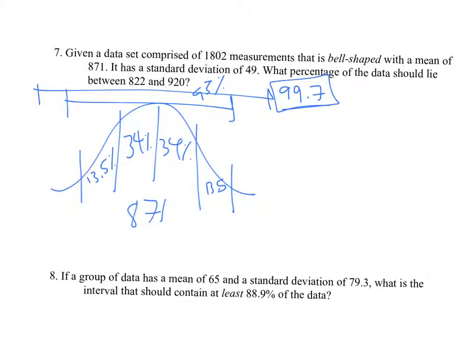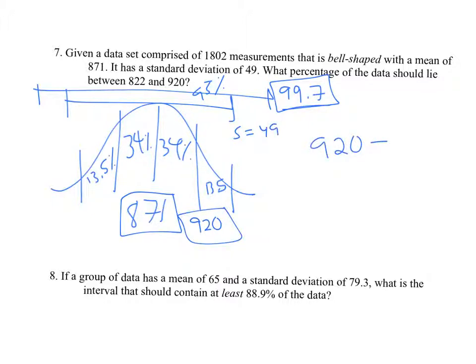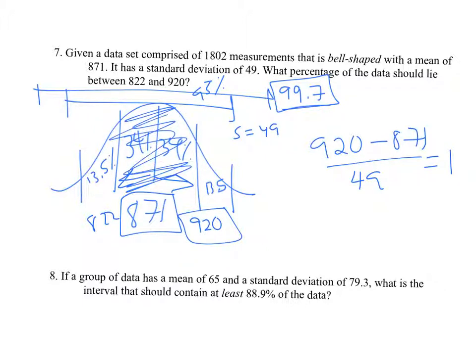So what do we have here? The bell-shaped data, standard deviation is 49. This is our mean in the middle. One of our boundaries is 920. 920 minus 871 divided by 49 equals 1. Go between 822, you have 1 standard deviation. This way you have 1 standard deviation. Looking at that middle region, that is 68% of the data.